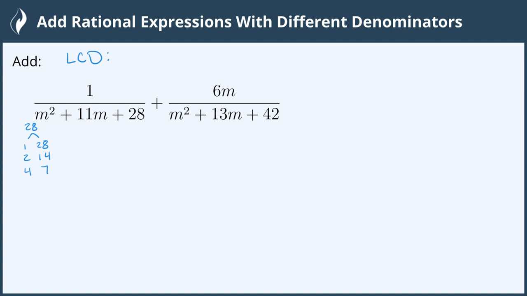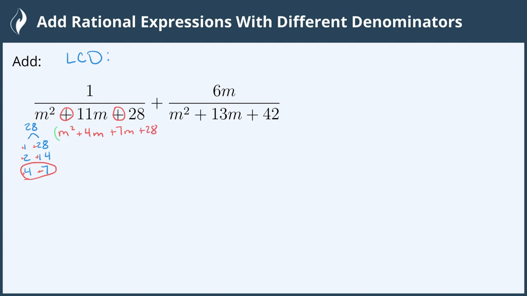Now we need to look at the signs. We have a positive, which means they will both be the same, and a positive means that they will both be positive. So we can fill in our list with positives. We're looking for the combination to give us positive 11. Plus 4 plus 7 gives us positive 11, and we can replace that, making it m squared plus 4m plus 7m plus 28.